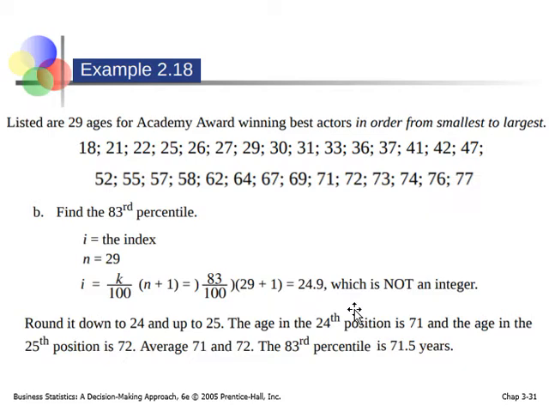But to those who were watching carefully, good, very good. So what you should do if you come up with a non-integer is to round it down and round it up. Then you find the values at the rounded down and rounded up positions. The value at the round down is 71. The value at the round up is 72. Now we average them, which is 71.5. So, that is our 83rd percentile. Okay?